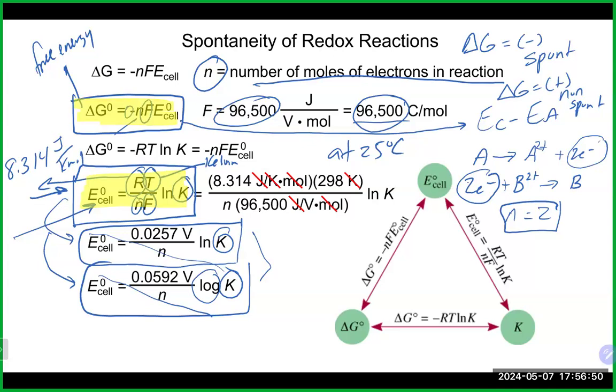This is our triangle of death over here. So we've got E of our cell. If we know that, we could use this equation here to get to our thermodynamic value of delta G. If we know delta G, we could get to K by using the equation we saw in the previous chapter. And clearly, if we know K, we could get to E of the cell going in that direction. So that's how all three of those equations relate to each other here.